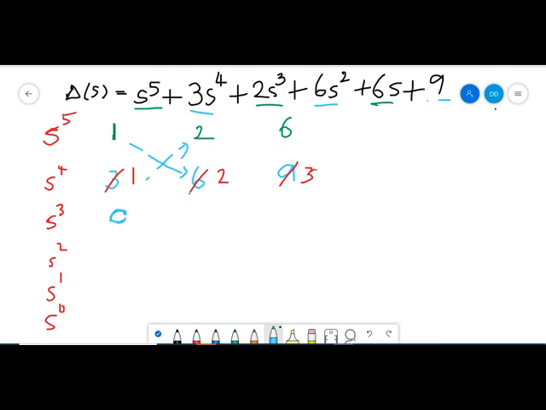The next value is... this is 0. The next value is 1 into 6 minus 1 into 3 divided by 1. That means 6 minus 3 is 3. 3 by 1 is 3. So we have 0 and 3.